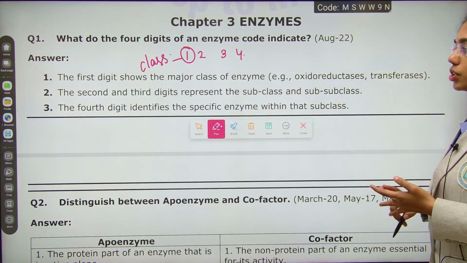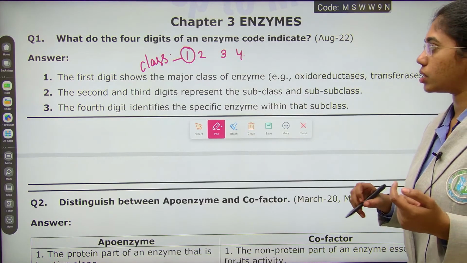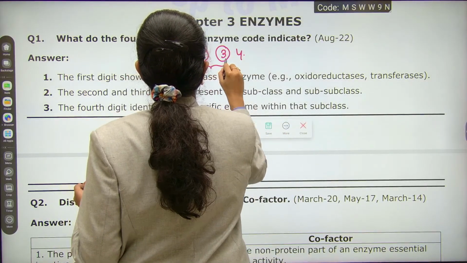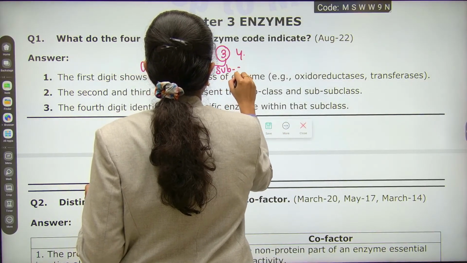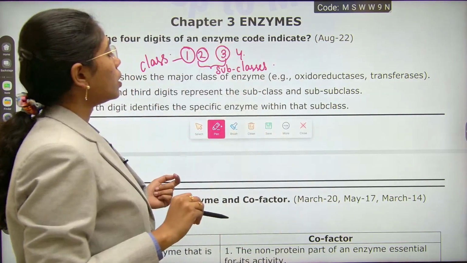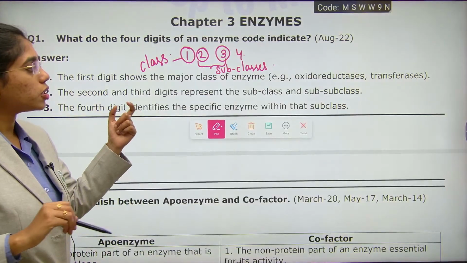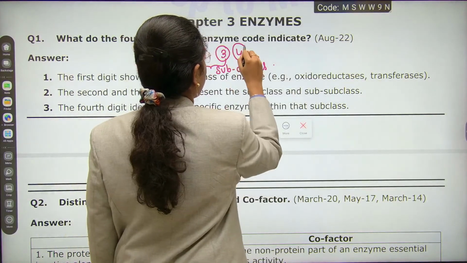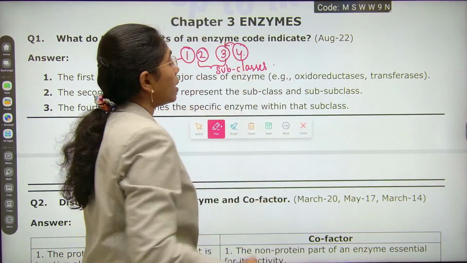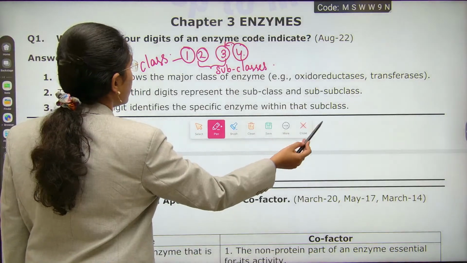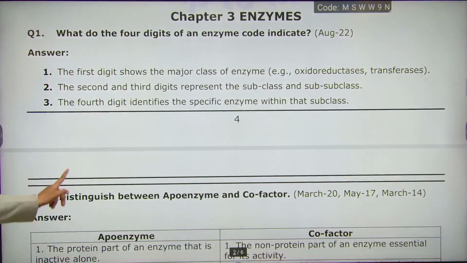The second and third digits will represent the subclasses. And the fourth digit will identify the specific enzyme within that subclass. Clear, right? This is the enzyme code with 4 digits.